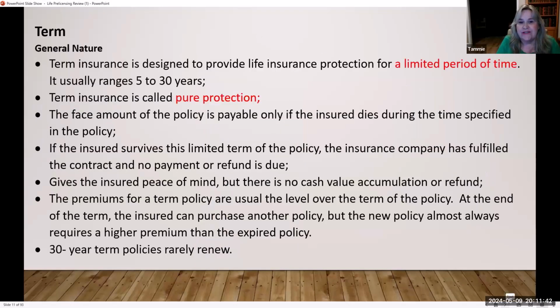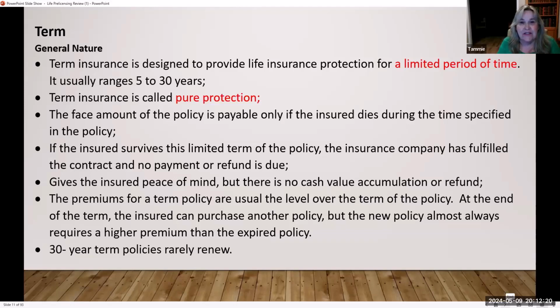So term insurance is designed to provide life insurance for that limited period of time. If you have term insurance, it may last 5 years, it may last 10 years, it may last 15 years, up to 30 years. Now, term insurance is called pure protection. That means that there's no cash value, there's no equity. Think about when you rent versus when you buy a house, okay? It's just providing life insurance, just like an apartment is providing a roof over your head. It gives you that peace of mind, okay, that you have protection. All right, but it doesn't build equity. And that's the way it is here.